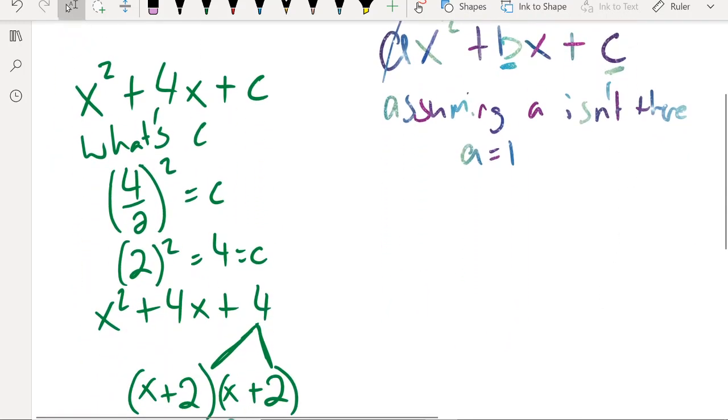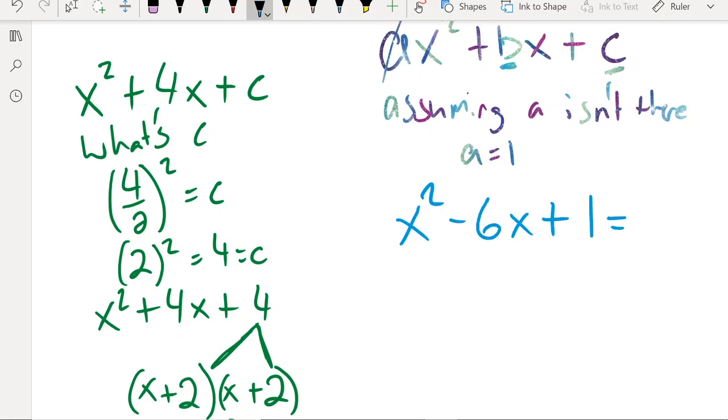So let's go ahead and dive into a main example here. The example I want to use is this one. So actually, let me use a different color. Let me use blue. So x squared, and I'll put the steps off to the side as well. X squared minus 6x plus 1 equals 8. All right, so the goal here is to solve for x by completing the square.